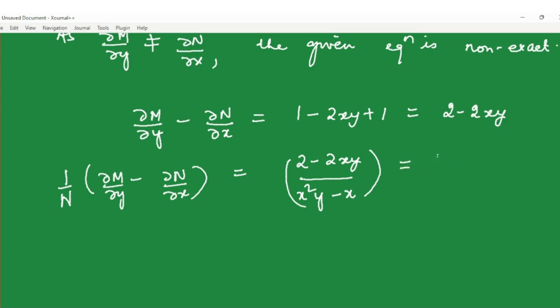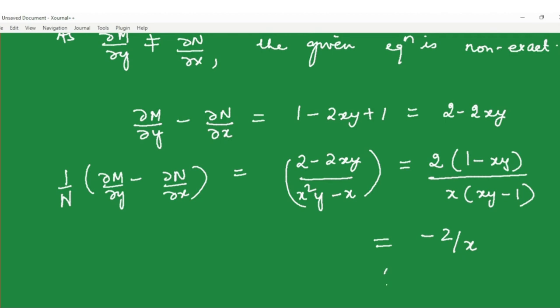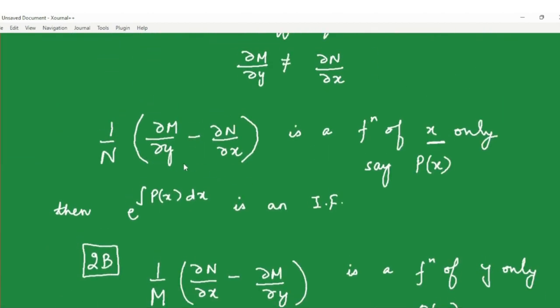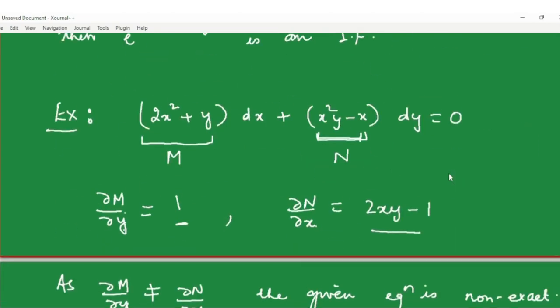So let's see. 2 is common above. We are left with 1 minus xy after taking 2 common from the numerator, and here x is common, so you have xy minus 1. Luckily these two cancel out and you are left with minus 2 by x, a function of x only, and that's when your rule 2a is applicable. 2a says that when you divide the difference del M by del y minus del N by del x by N, the result should just be a function of x, and that's what is happening here.